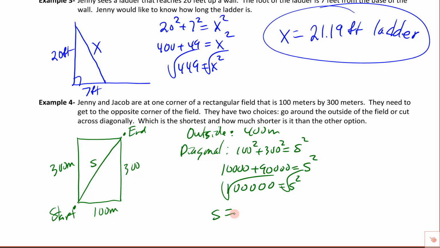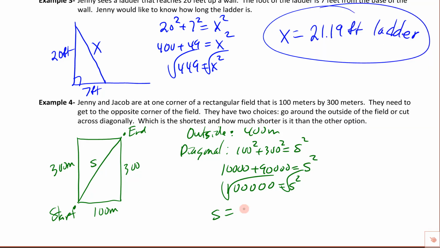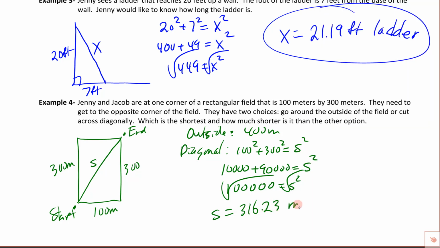So here's our shortcut. Is it going to be a lot shorter than 400 meters or just a little bit shorter? So let's check and see. We're going to do the square root of, and let's make sure we have the right number of zeros here. Got 5 of them. Double check here, because if you type this in the calculator wrong, it's going to give you the wrong answer. 316 point, let's go to the hundredths place. So 0.227, so that 7 is going to bump that last 2 up to a 3. So 0.23 meters. Okay, so there's our shortcut. Which is shortest, and how much shorter is it than the other option?